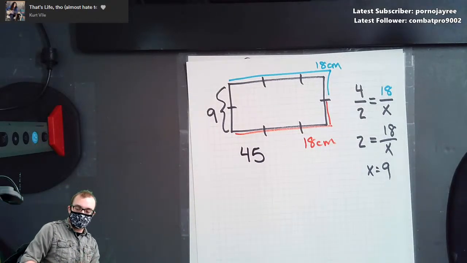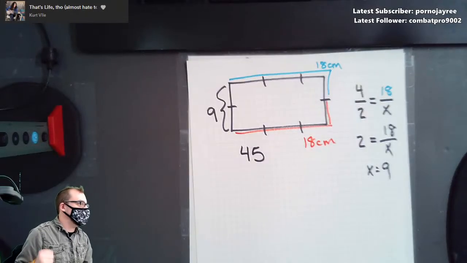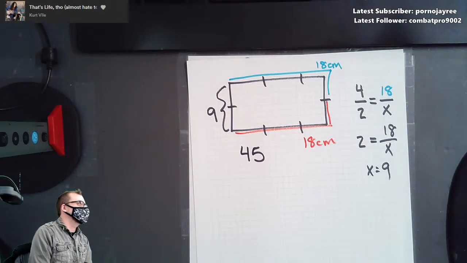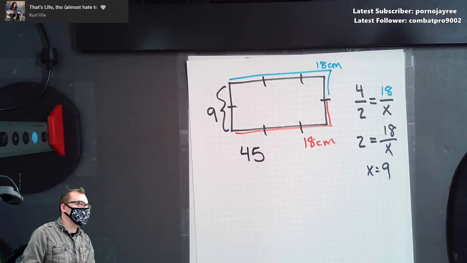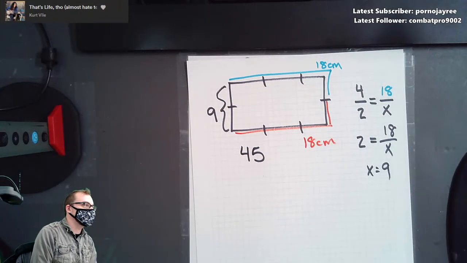Another way to think about it: 9 plus 9 plus 9 plus 9 plus 9. How many 9s is that? 9, 9, 9, 9, 9! I was really hoping you'd pull that out. So 9 times 5, which is?